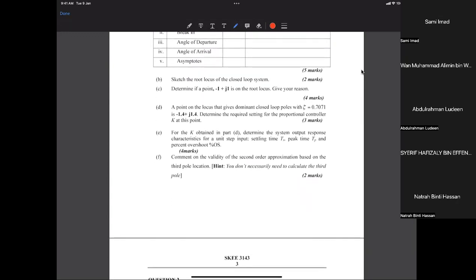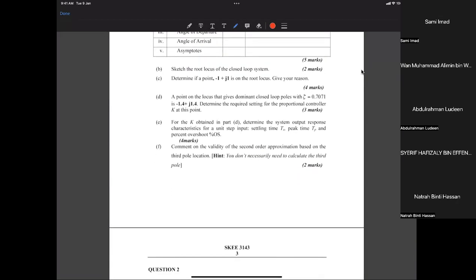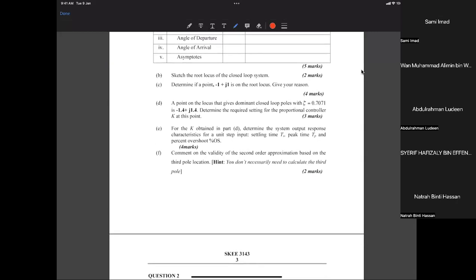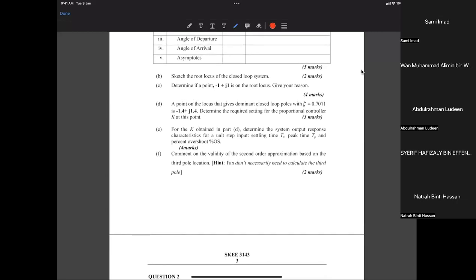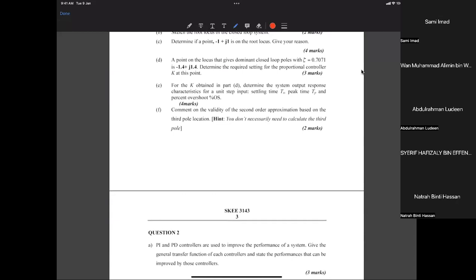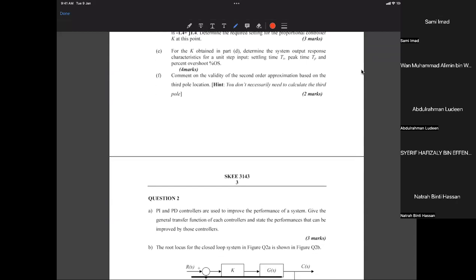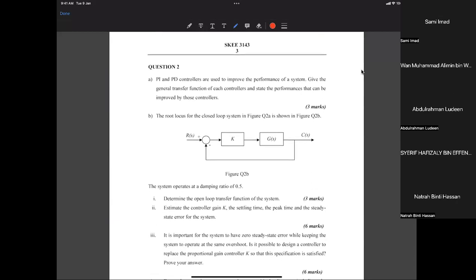E, for the K obtained in part D, determine the system output response characteristics for a unit step input: settling time Ts, peak time Tp, and percent overshoot. F, comment on the validity of the second order approximation based on the third pole location. Here you don't necessarily need to calculate the third pole. Continue, question 2. A, PI and PD controllers are used to improve the performance of a system. Give the general transfer function of each controller and state the performance that can be improved by those controllers.